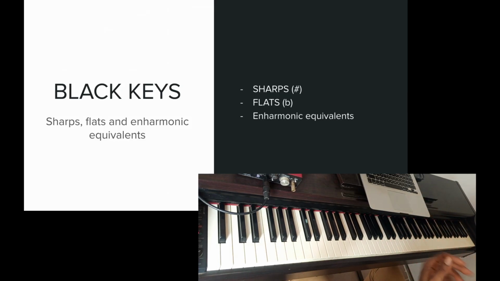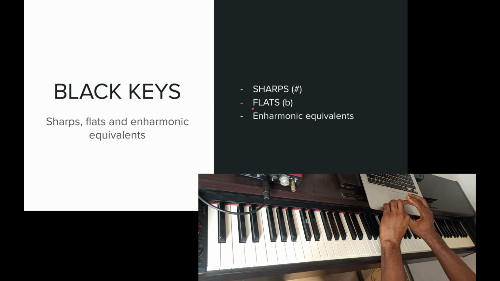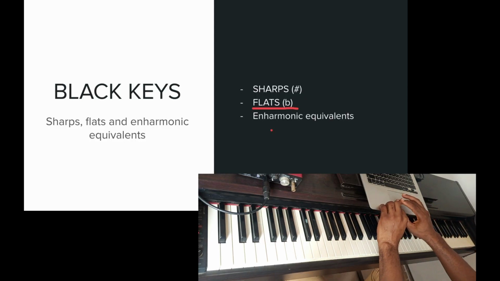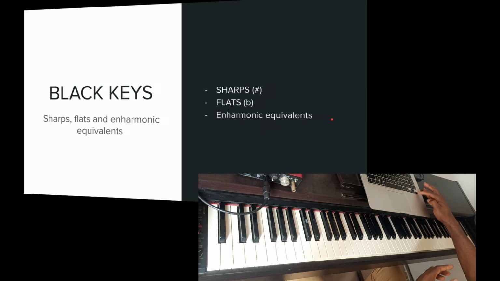The second term now is the word flats, which is the direct opposite of sharps. To sharpen is to increase by one semitone. To flatten is to decrease by one semitone. So intuitively, you should now know that every black key has two names. There are sharp names and there are flat names. I will explain this term, which is enharmonic equivalence, in the next slide.